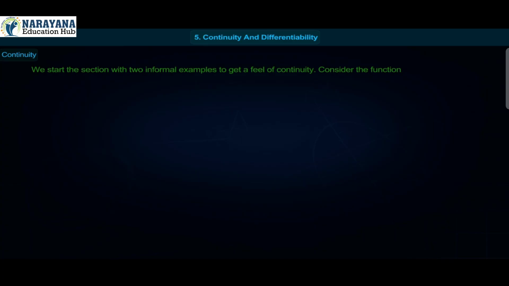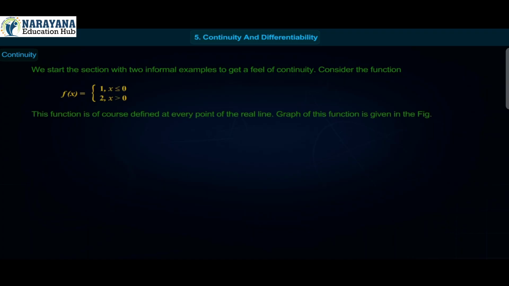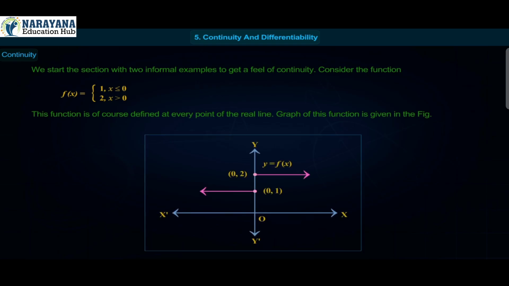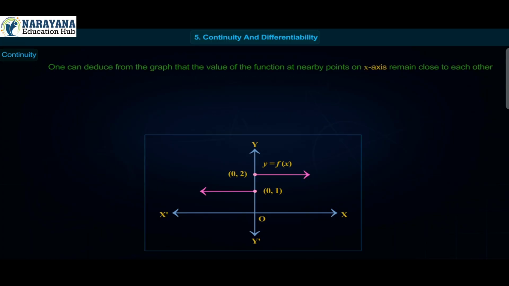Consider the function f of x equal to 1 if x is less than or equal to 0, and 2 if x is greater than 0. This function is of course defined at every point of the real line. The graph of this function is given in the figure. One can deduce from the graph that the values of the function at nearby points on the x-axis remain close to each other except at x equal to 0.